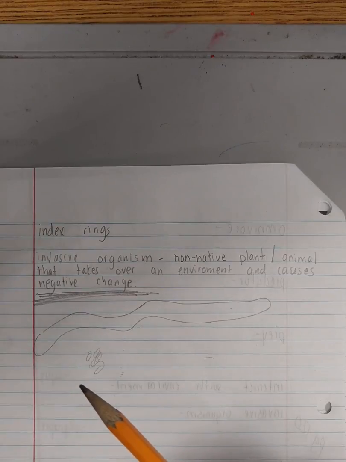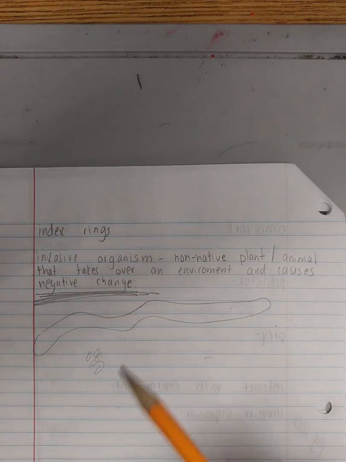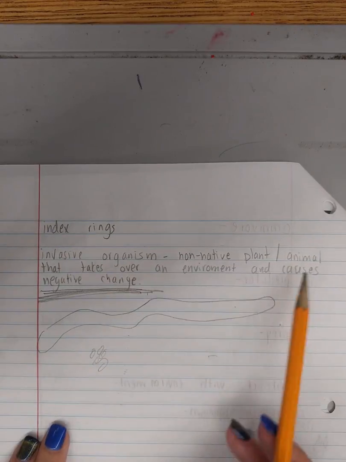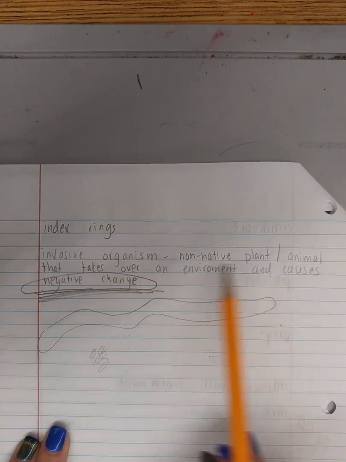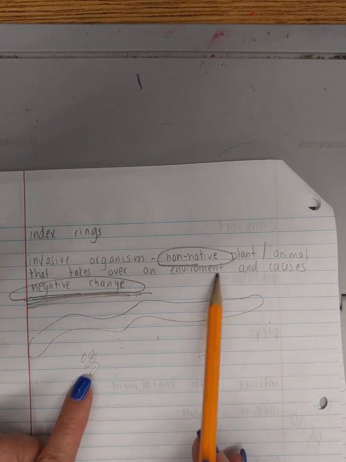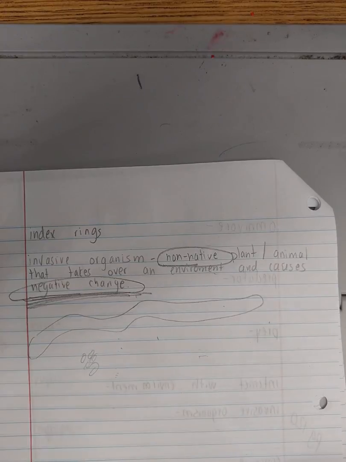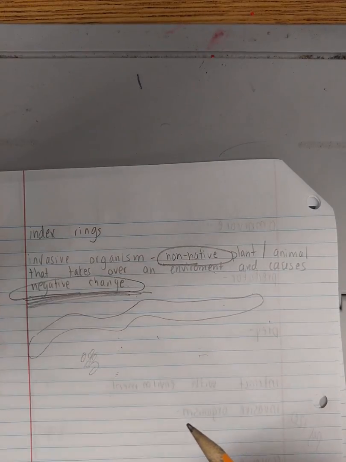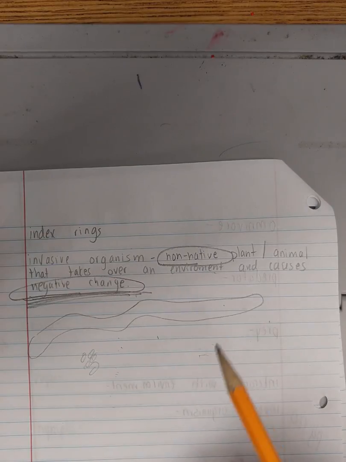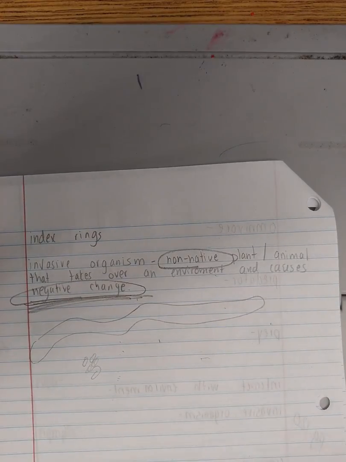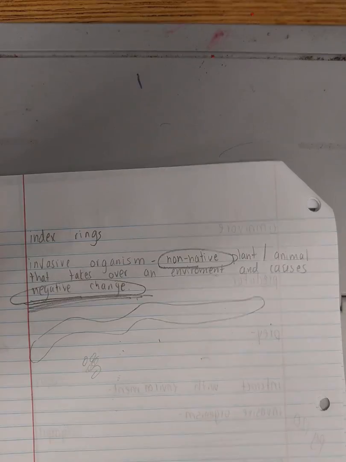There are certain things that people bring over that make the environment better. That wouldn't be considered an invasive organism. The two things about it: it has to cause a negative change and it has to be non-native. So on my index card, I have an example, I have the definition, and I should be able to study it and know it when I go to take my quiz. I'm going to have some of the students come up here and talk about their different ways that they study for the quizzes.